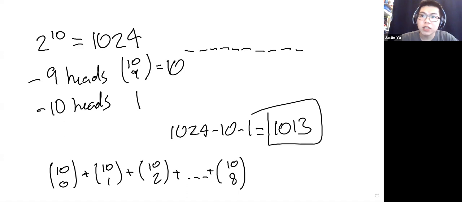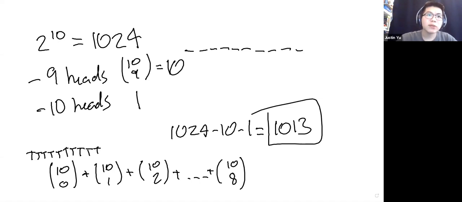Why do I do 10 choose 0? Because what if there are 0 tails? That's a perfectly valid case, or 0 heads. This would be tails, tails, tails, tails, tails, tails, tails, tails, tails, tails. I don't write it as 1 because that way we keep the symmetry of this expression. It looks weird otherwise.